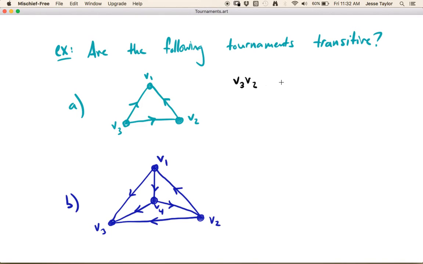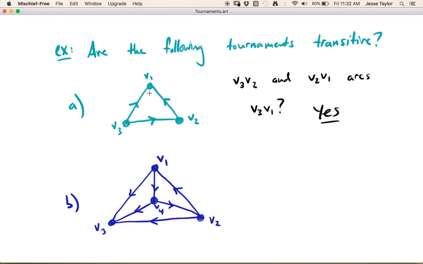V3, V2 and V2, V1 are arcs, right? V3, V2, V2, V1. So the question then is V3, V1 an arc? And if it is, then we'll be transitive. Well, yes, it is. Okay, so yes, it's transitive. Okay, this graph is transitive. So that's sort of the basic idea of what we're looking at.